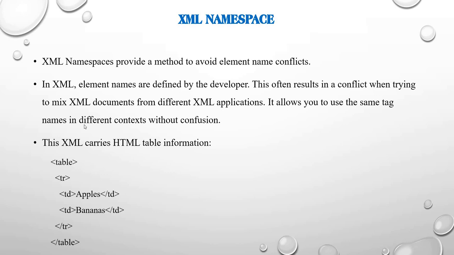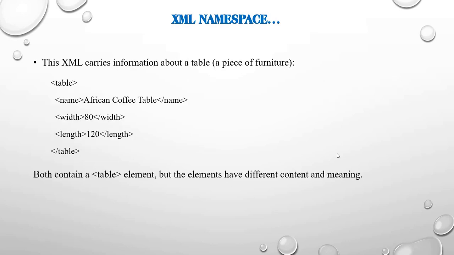So for example, here this XML carries HTML table information. So it is a table creation here. We have table elements like apples and bananas. But this XML carries information about a table, a piece of furniture. So here we have included a starting tag called table, in which we have a subtag name, the name of the table, then width, its length. But this table is different from the HTML table. So if both contain a table element, both elements have different context and different meaning.